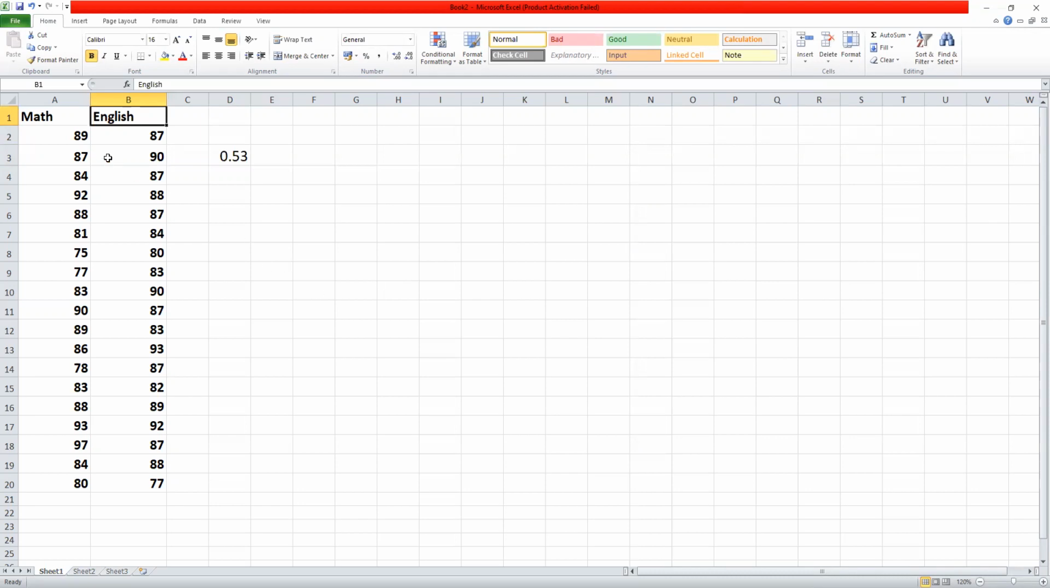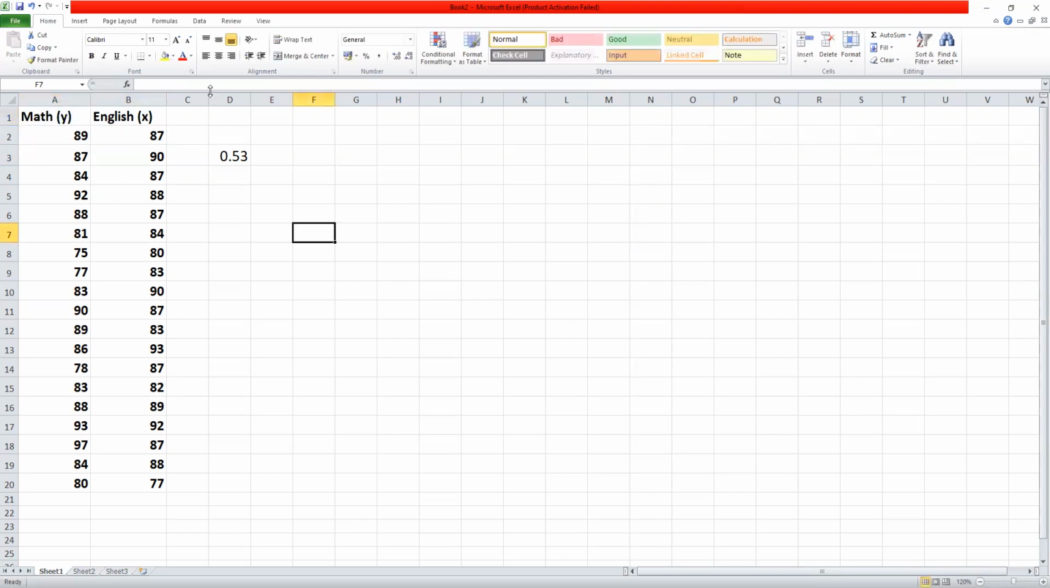In this case, we were asked to predict the math grades using the English grades. So the variable being predicted will be your y variable, and the variable that we will use to predict will be the x variable. Because the y variable is the dependent variable, the x variable will be the independent variable. That means the math grade will now depend its value on the English grade. So we can say that the English grade here will be our x variable, and math will be our y variable.